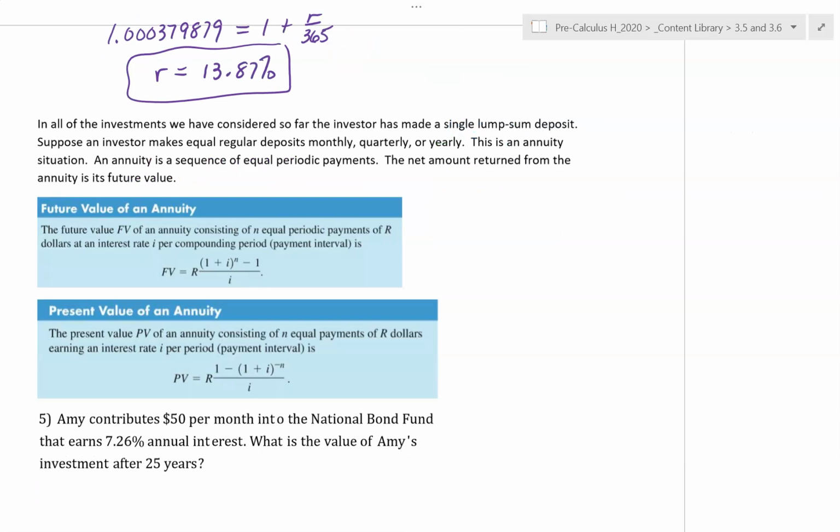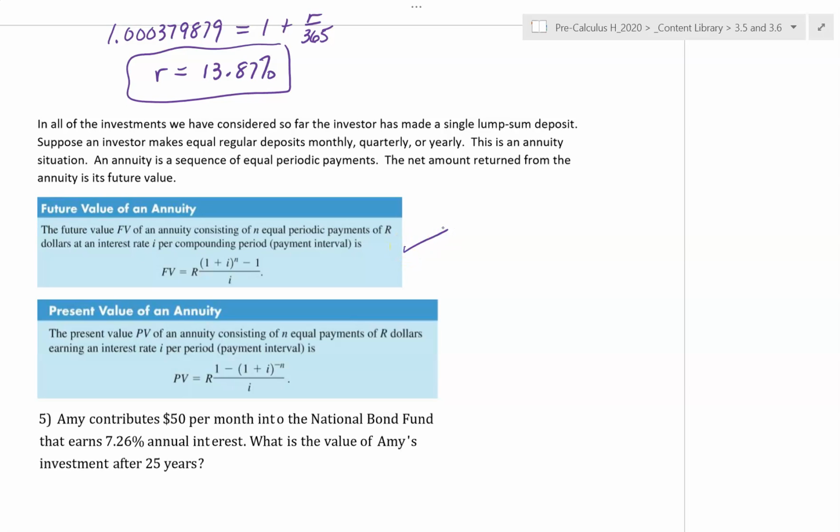So in all of the investments that we've considered so far, the investor has made a single lump sum deposit. So suppose an investor makes equal regular deposits monthly, quarterly, or possibly yearly. This is an annuity situation. An annuity is a sequence of equal periodic payments. The net amount returned from the annuity is its future value. So we're going to talk about this formula right here.